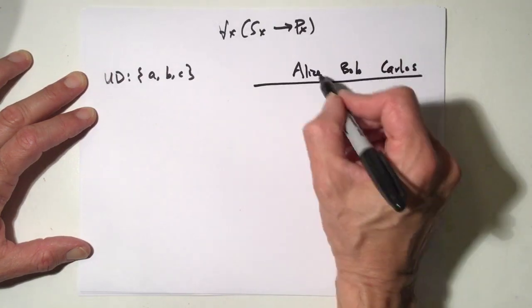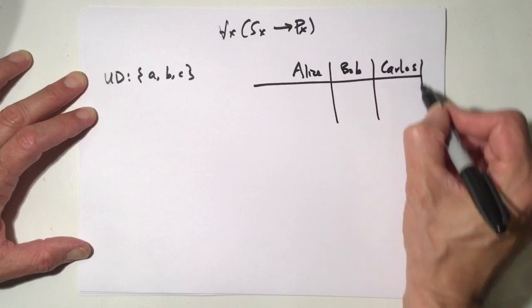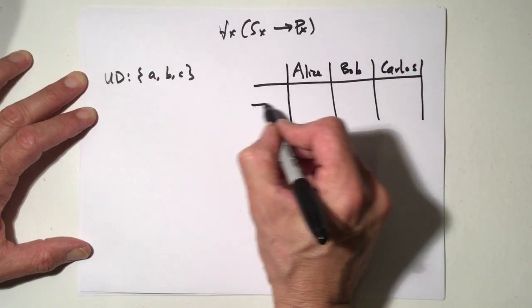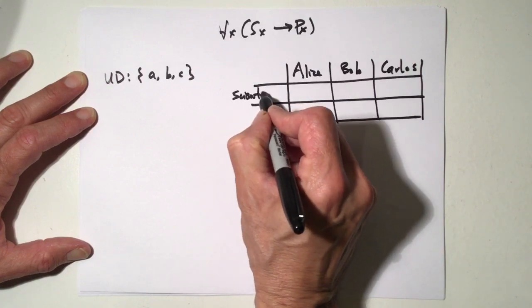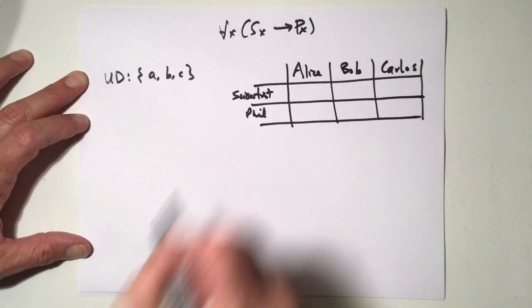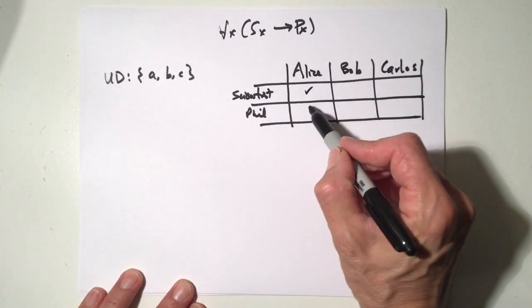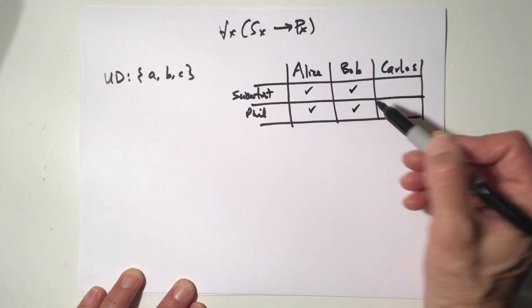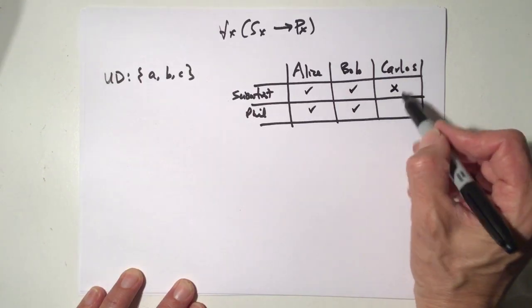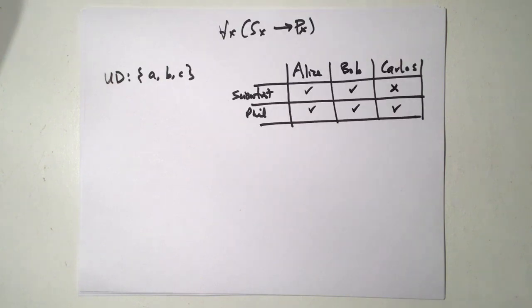And what I want to imagine is an interpretation on which some of these folks are scientists, some of them are philosophers, some of them are both. So let's make a little chart. And let's suppose that we have a case where Alice is both a scientist and a philosopher, and Bob is both a scientist and a philosopher, and Carlos is not a scientist, but he is a philosopher. And let's try to figure out, in that interpretation in which these three individuals have the properties indicated in the chart, whether the sentence that we've started with is true or false.